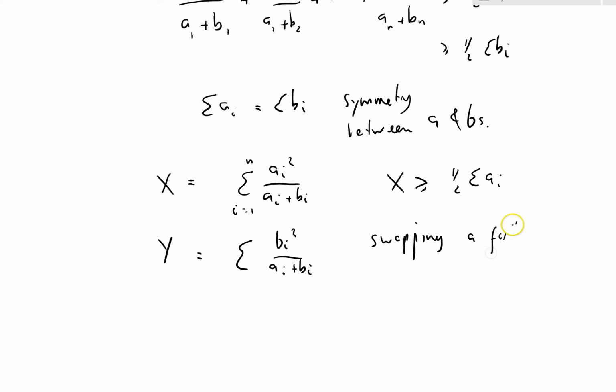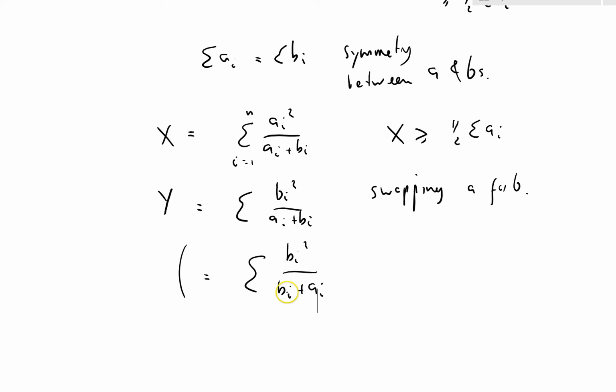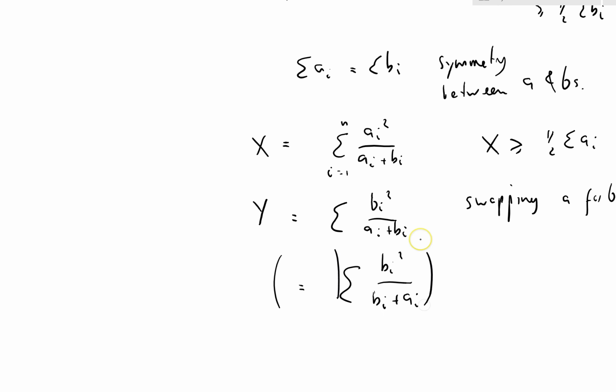A for B. Actually, I'm going to put in brackets what I really meant to write, which is Bi plus Ai. If I really did swap over A and B, I'd write it like this, with B plus A on the bottom, not A plus B. But of course, it's the same thing on the bottom. I can swap A plus B equals B plus A. And of course, writing it out this way makes it clear that the denominator of the terms in Y equals the denominator of the terms of X.